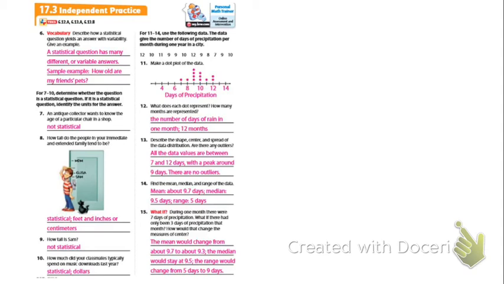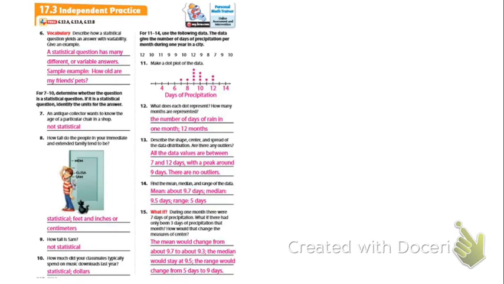Because you're asked to use the following data for 11 through 14. The data give the number of days of precipitation per month during 1 year in a city. So here, ladies and gentlemen, this is the data. They used this data right there to create that dot plot, and those are the increments that they went by. What does each dot represent? How many months are represented? Well, you have to count the number of dots, which in this case is 12 dots, one for each month of the year.